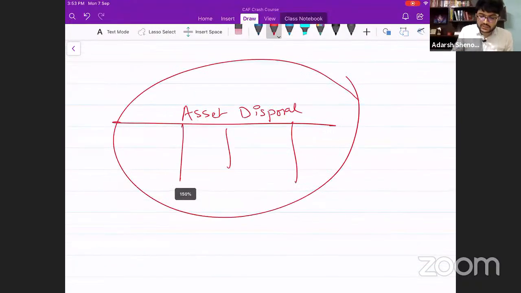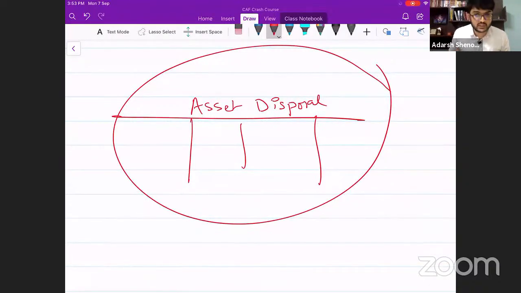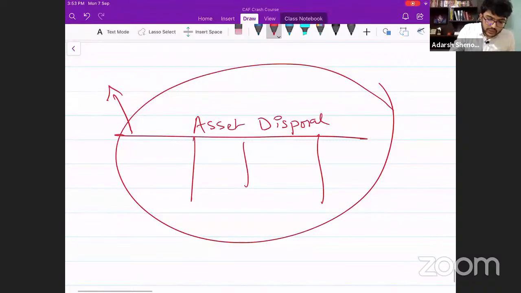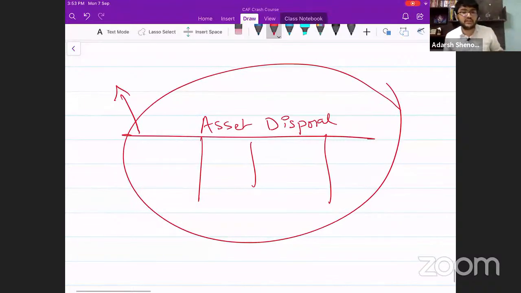Now, what is this asset disposal account? This is a mini asset account. Whatever is the cost of the asset is transferred over here. Can you tell me where is the cost of the asset? Where did you keep the cost of the asset? In that case, the scooter account, you're selling that scooter, let us say, after 1 year.